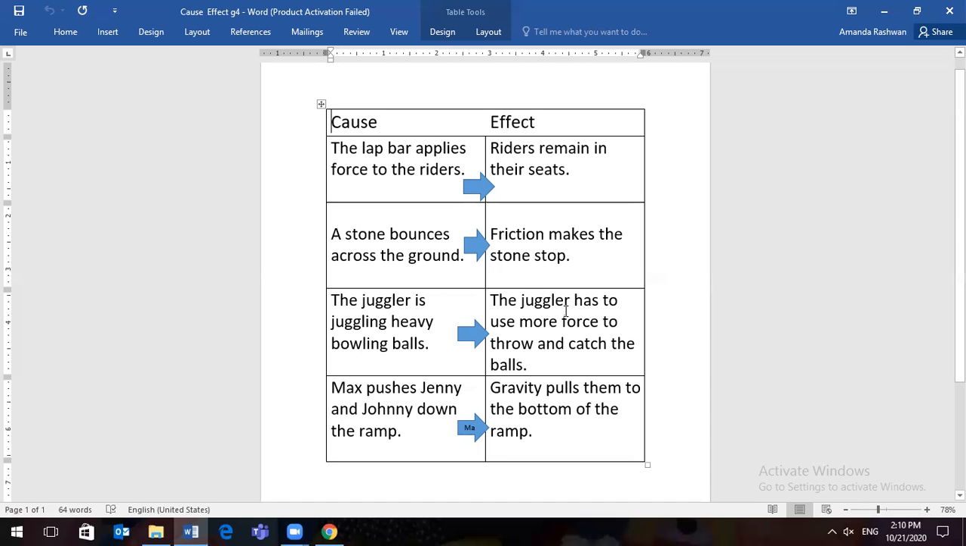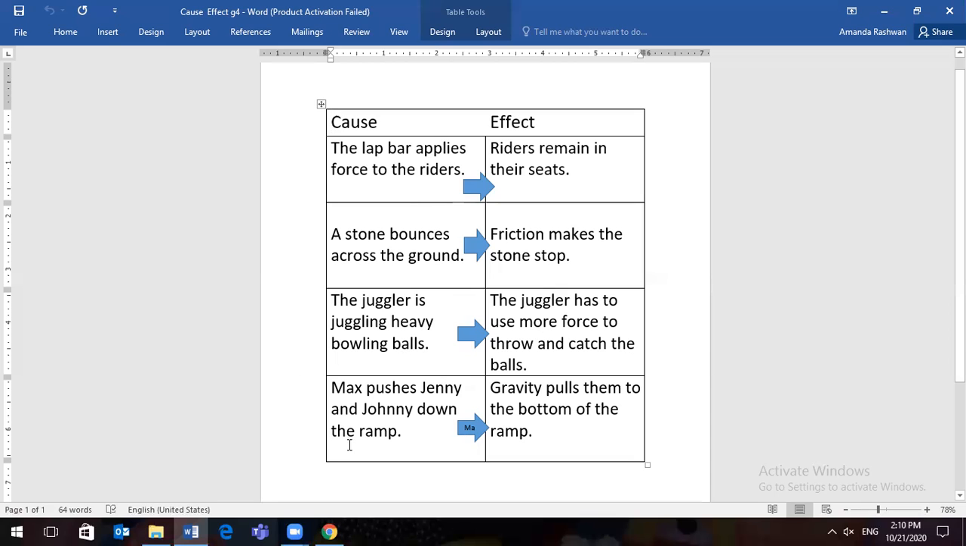What happens is the juggler has to use more force to throw and catch the balls. It's easier to throw and catch the small balls because they weigh less. It's harder and takes more force to throw and catch the big balls because they weigh more. So why does something happen? Because the juggler is juggling heavy bowling balls. What happens? He has to use more force to throw and catch the balls.